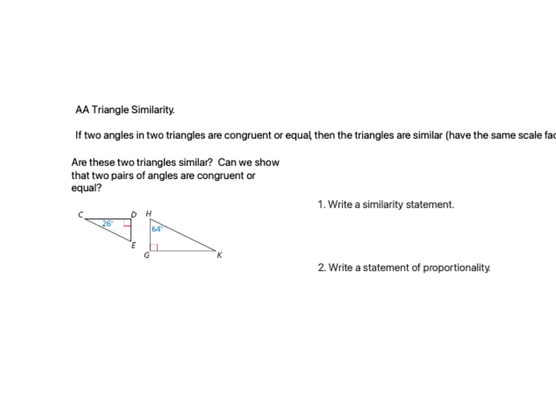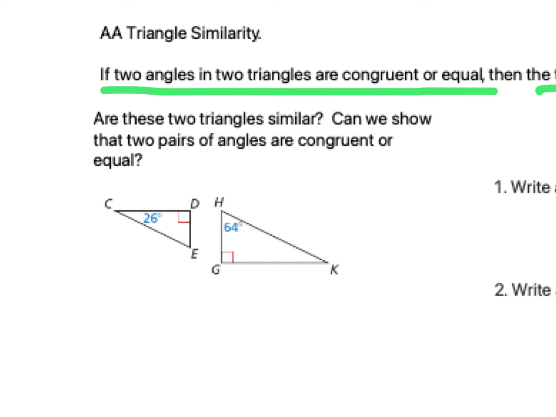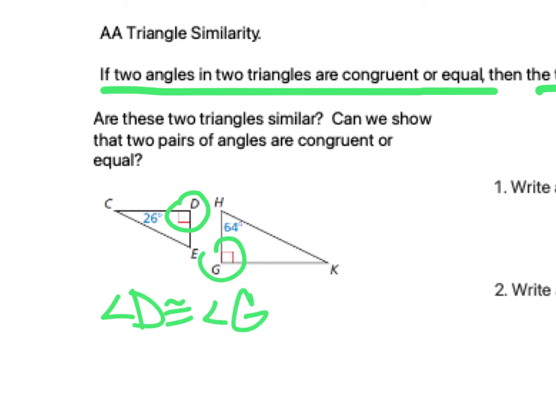Okay, so like I said, if two angles in two triangles are congruent or equal, then they are similar, or they have the same scale factor. So we want to look at these two triangles and ask ourselves, are the two triangles similar to each other based on their angles? Remember, we only have to show that two angles are congruent. Well, we know these two are congruent, right? We know that angle D is congruent to angle G because they're both right angles.